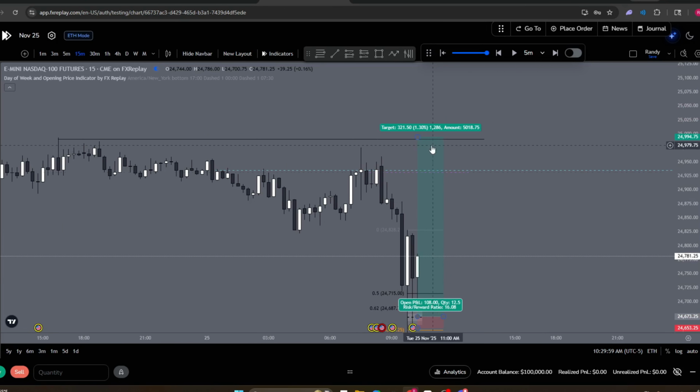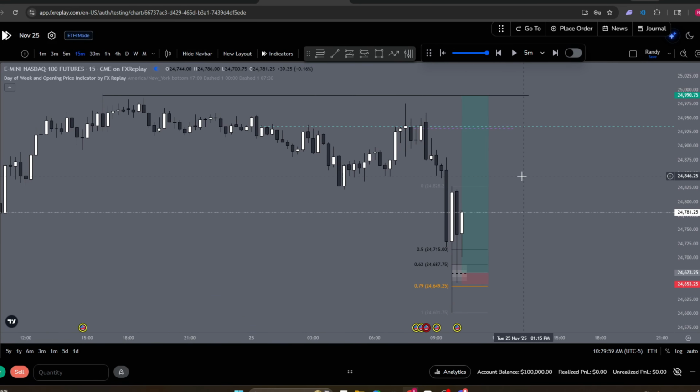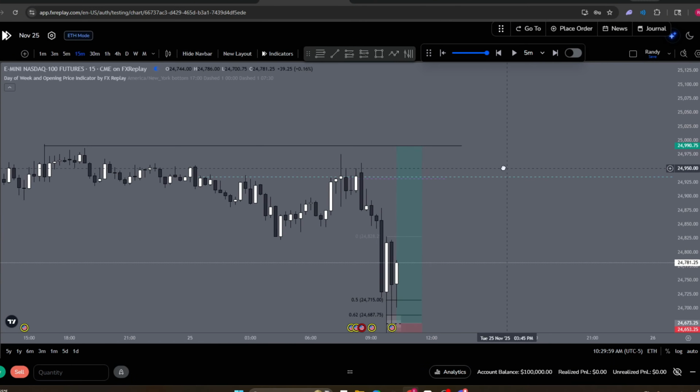But yeah, for this trade, you would have caught almost a 1 in 16 RR, which is insane.